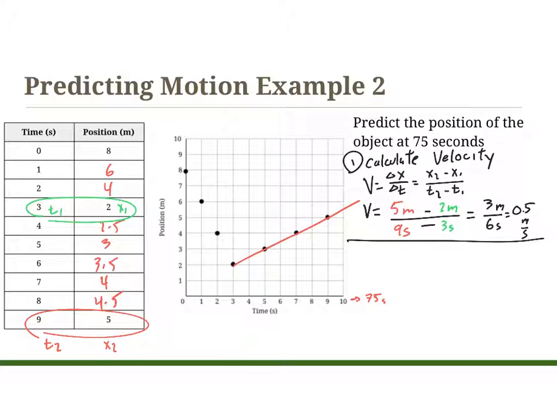So now I'm going to use 0.5 meters per second to calculate the position at 75 seconds. So I'm going to take velocity is equal to change in x over change in time, and I'm going to remember that I just calculated my velocity to be 0.5 meters per second, and that's going to equal, so I'm trying to figure out the object at 75 seconds. So 75 seconds is going to be my t2, and my x2 is what I'm trying to calculate. So I'm going to leave that just like that.